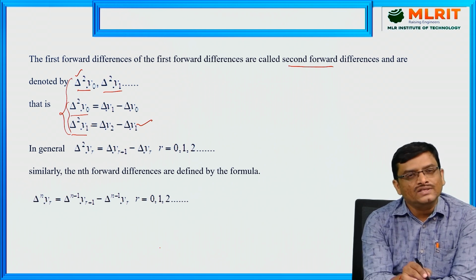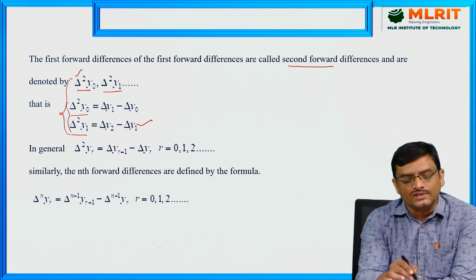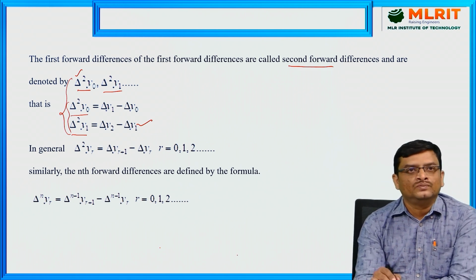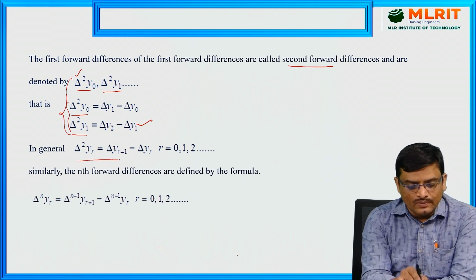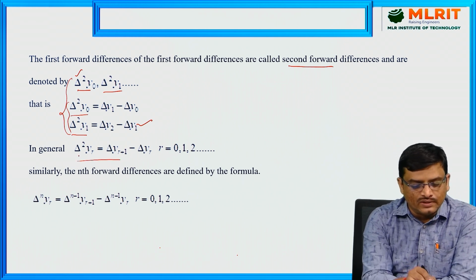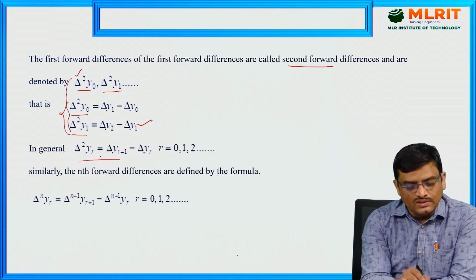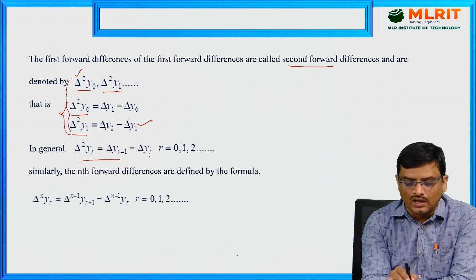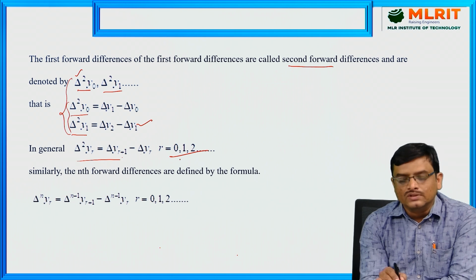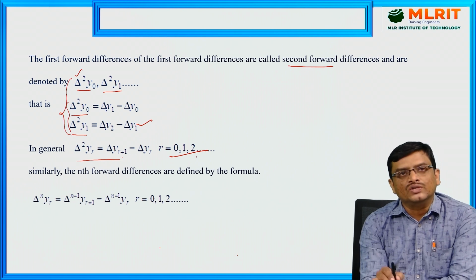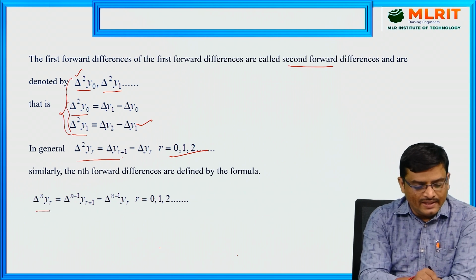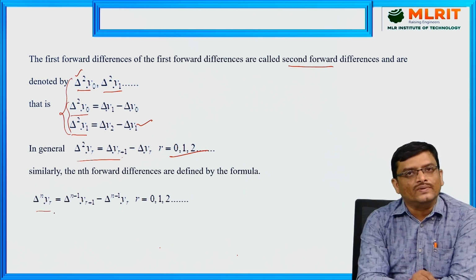So like this we have to continue finding the differences until we get a single value in that particular column here. So in general the second forward differences are represented with delta square y suffix r is equal to delta y suffix r plus 1 minus delta y suffix r, where r takes the values 0, 1, 2, 3 and so on. So if you continue like this, we will get nth forward differences of y values here.